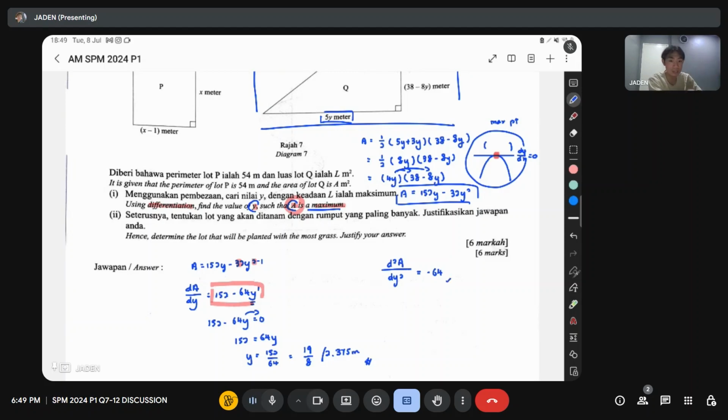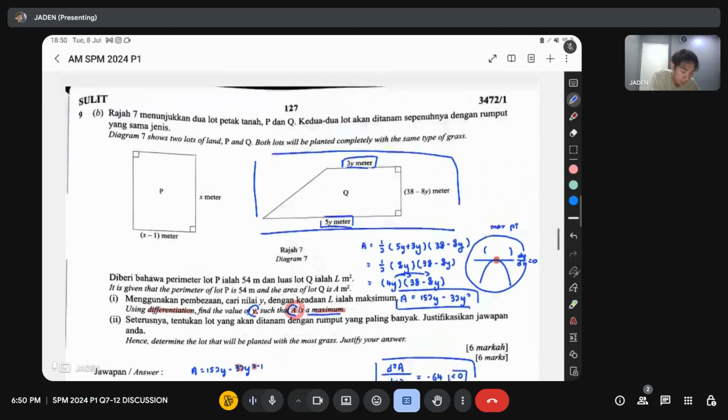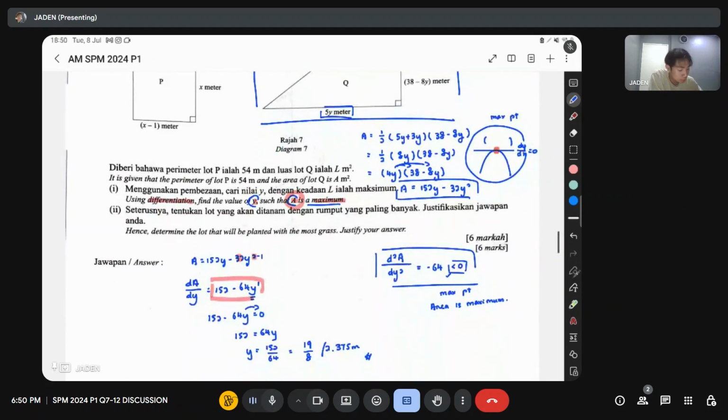Negative 64, is it less than 0? When you perform double differentiation and you get a result of less than 0, this has proven that this is a maximum point, which also relates to area is maximum. Okay, so the y value that you find, it's a valid y. All right, we already ensure that the y value is gotten when the area is maximum. Okay, and that is for 9b1. Okay, so this is to prove maximum.